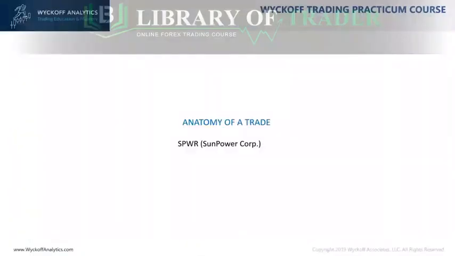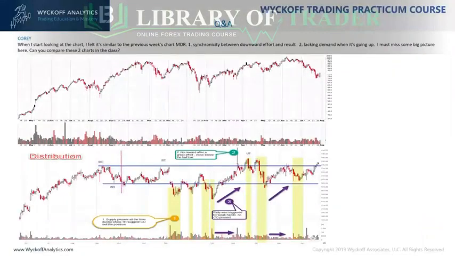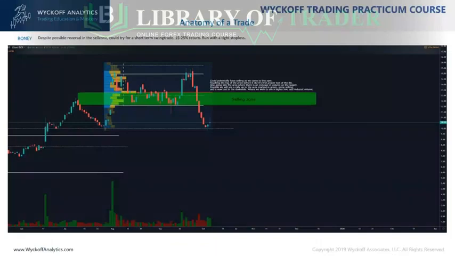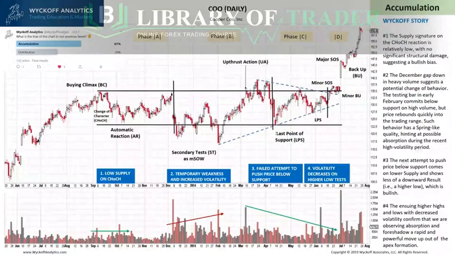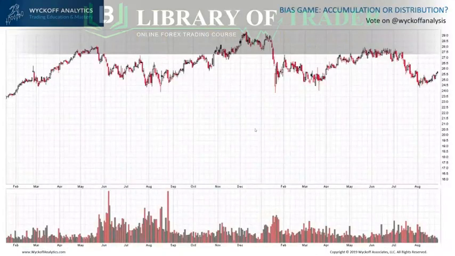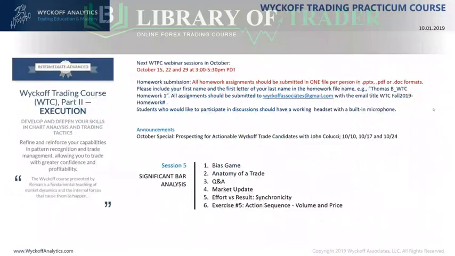And then obviously anatomy of the trading range, of the trade, I'm sorry. Here, we have that trade, so think about how that trade could develop. And then the bias game. Yes, the bias game. All right, and these are the assignments for next week.